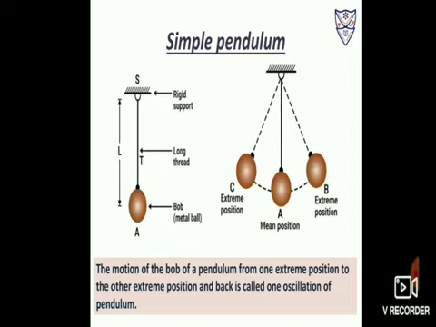Now see the next figure, the motion of the bob. The motion of the bob of the pendulum from one extreme position to the other extreme position and back is called one oscillation of the pendulum. So here it means from B to C and again back to B. So that we are saying one oscillation of the pendulum.